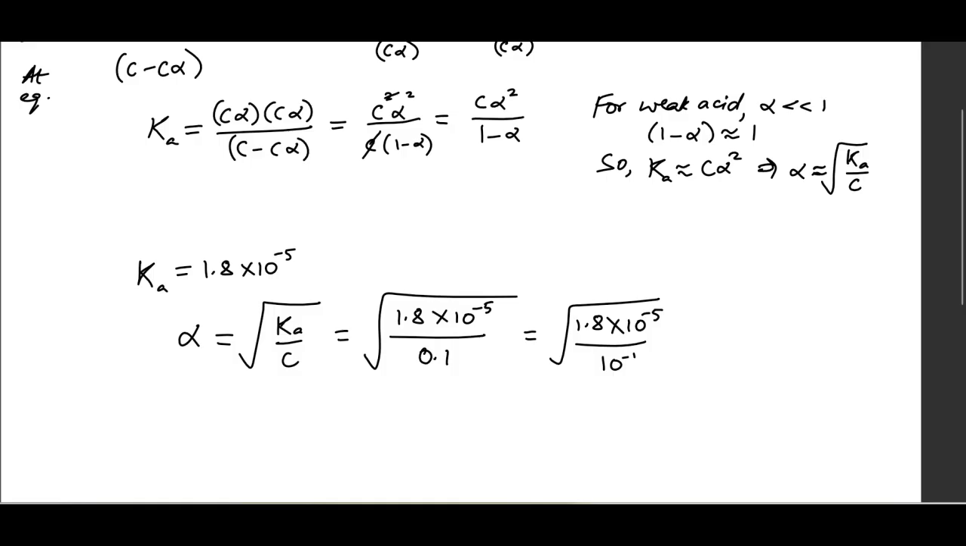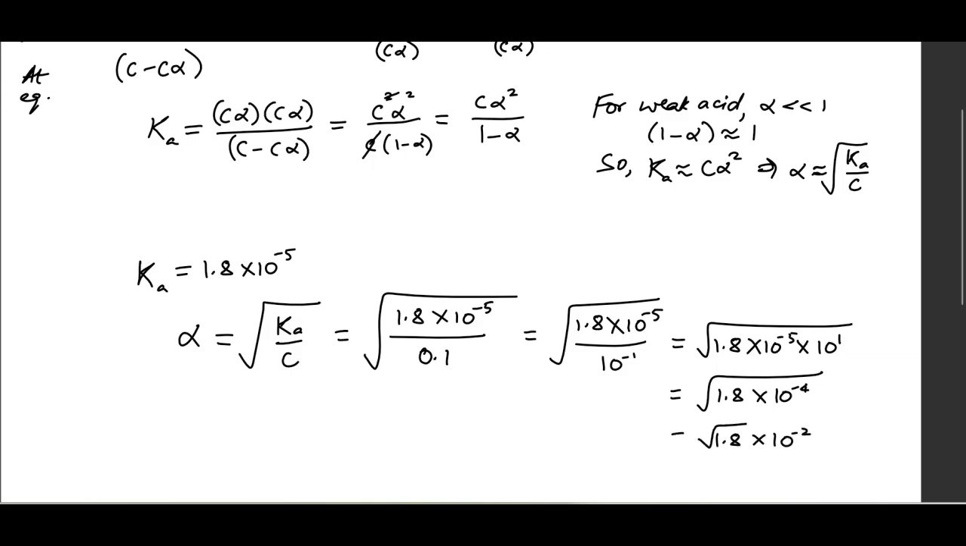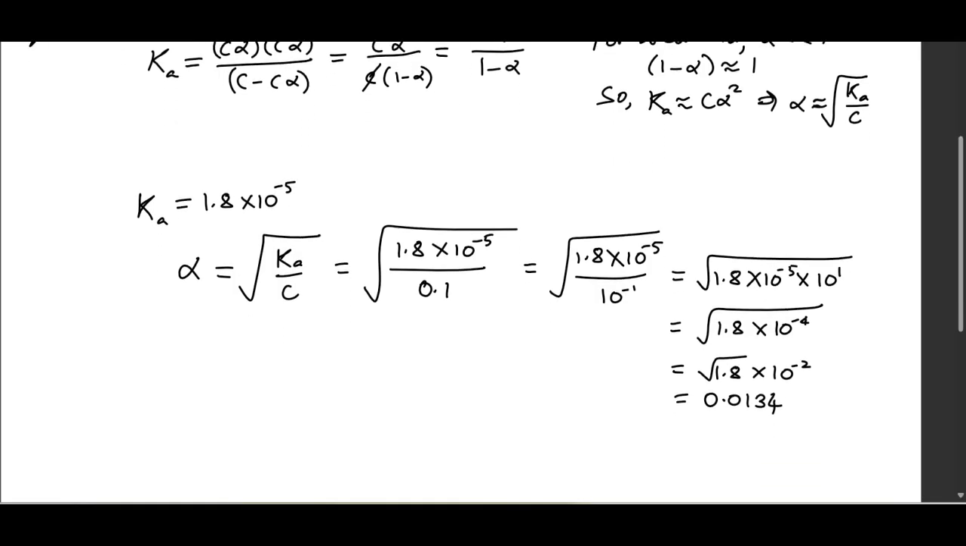This 10 raised to minus 1 from the denominator will become 10 raised to plus 1 in the numerator. So 1.8 into 10 raised to minus 5 into 10 raised to 1. When the base is the same, 10, and the numbers are multiplied, the exponents get added up. So minus 5 plus 1 will be minus 4. So it is nothing but 1.8 into 10 raised to minus 4 under the square root. The square root of 10 raised to minus 4 is straight away 10 raised to minus 2, and we only need to calculate the square root of 1.8. This comes out to approximately 0.0134. You do not even need to find this value, you can just stop there also.